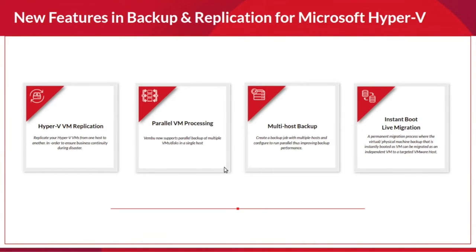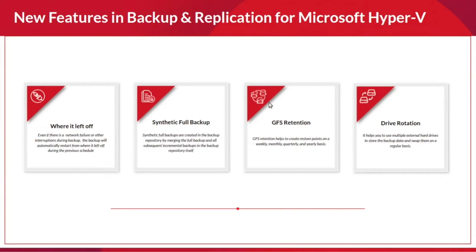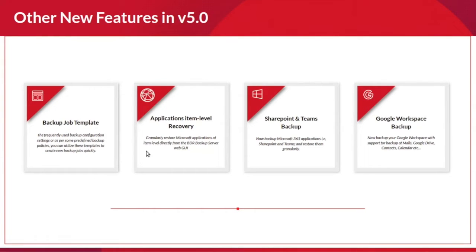But the main point here for Microsoft Hyper-V is the Hyper-V VM replication, the parallel VM processing, the multi-host backup, and instant boot live migration. These are the main four added features that would raise up this backup and replication for Microsoft Hyper-V in version 5.0. And these are where it left off: synthetic full backup, GFS retention, disk rotation, backup job template, application item level recovery. All these are common to both VMware as well as Hyper-V, as well as disk image level backup also.